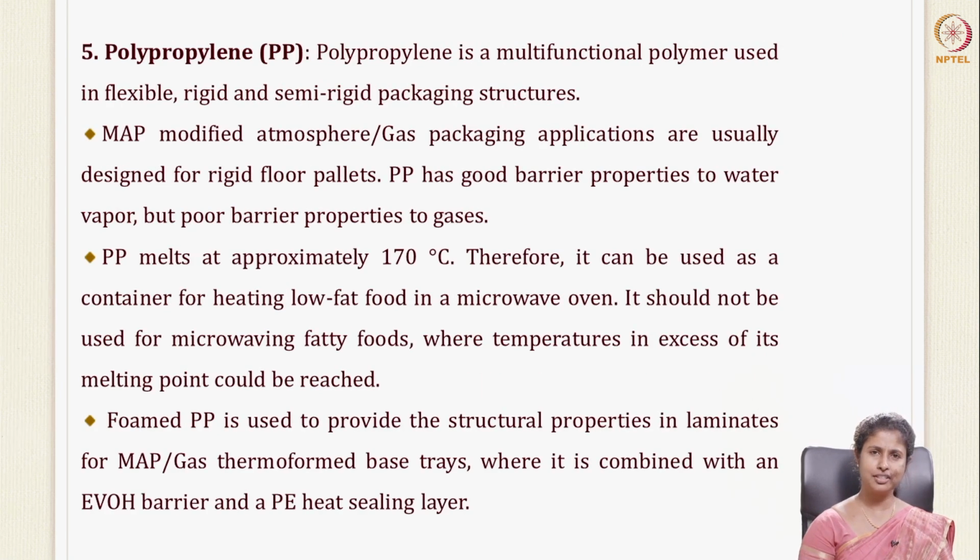Polypropylene, multifunctional. In any MAP or gas packaging materials, you can use your PP because it's a very good barrier against water, though it is a poor barrier against gases. PP melts at 170 degrees centigrade, so it can be used as a container for heating low-fat foods in the microwave oven. But it should not be used to microwave fatty foods because that increases the temperature beyond a particular level and can finally result in the melting of the PP itself. The foamed PP is laminated with other materials and can be used in combination with EVOH, which is again a good barrier.